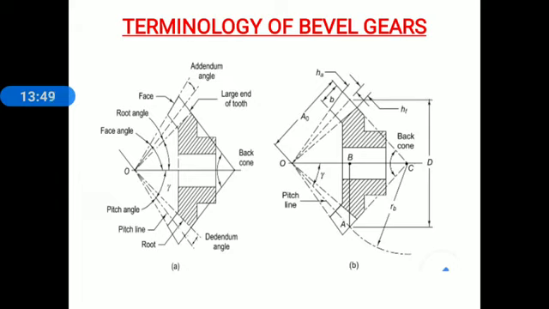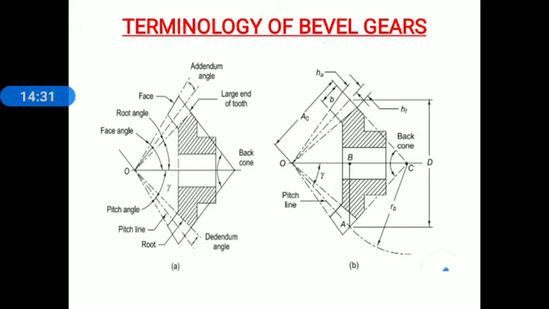Figure B, look at figure B. O is the apex point of pitch cone, C is the apex point of back cone. See these 2 points. O to C is the axis of bevel gear, O is the apex point of pitch cone, C is the apex point of back cone. Small b is the face width at the large end of tooth. H suffix a, addendum, H suffix f, dedendum. Gamma is the pitch angle, pitch line.